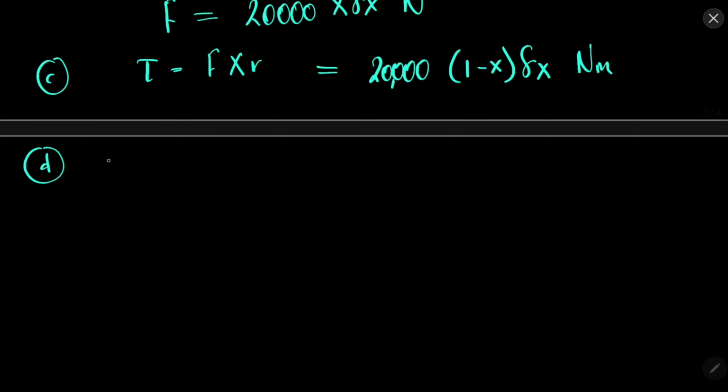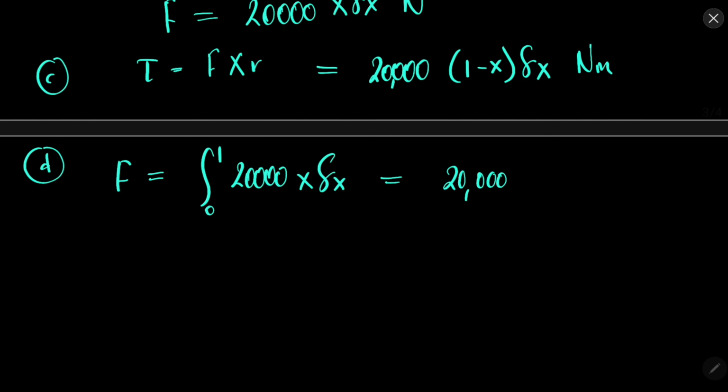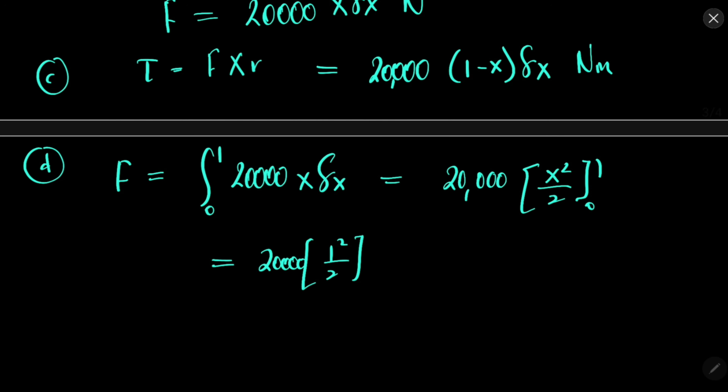In the next part, we need to find the total force. So it will get integrated from 0 to 1. So 20,000 x delta x. It will give us 20,000 x square by 2, 0 to 1, 20,000 into 1 square by 2 minus 0 square by 2, so the second term will not be of any use. So 10,000 Newton.